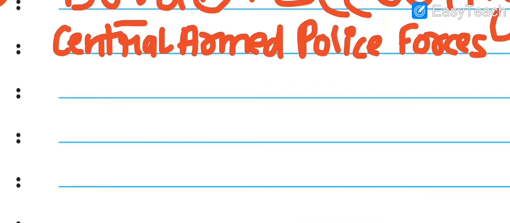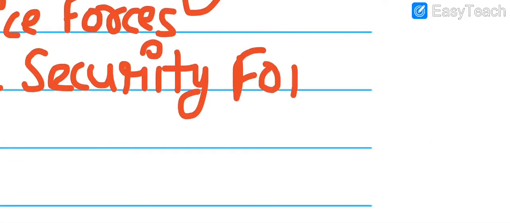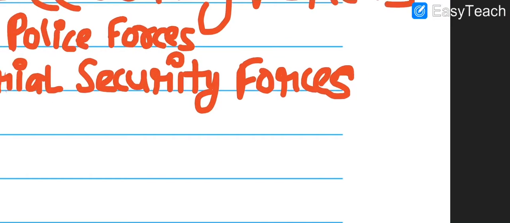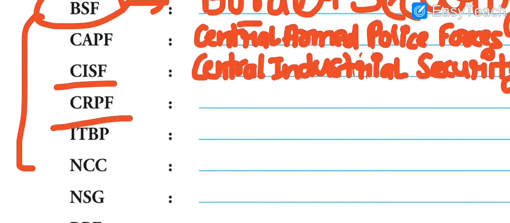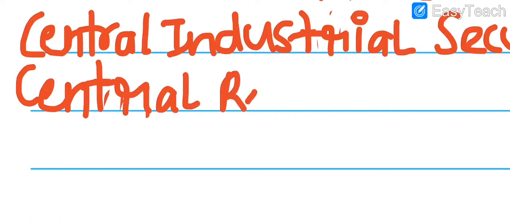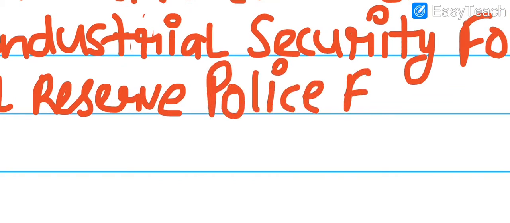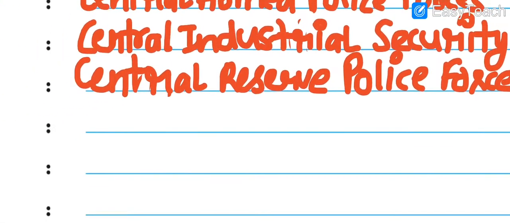Next we have CISF. Again, C stands for Central. Next is I, that means Industrial. Security Forces. CISF means Central Industrial Security Forces. Next we have CRPF. Again, C means Central. R stands for Reserve. P, Police. And F, Force. CRPF stands for the Central Reserve Police Force.